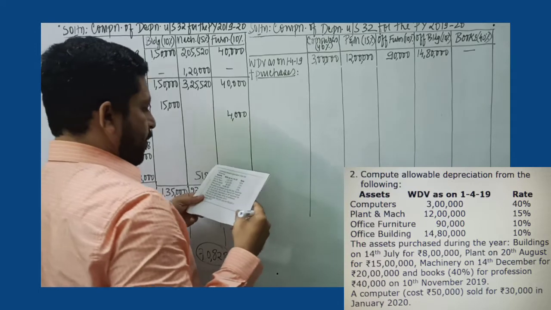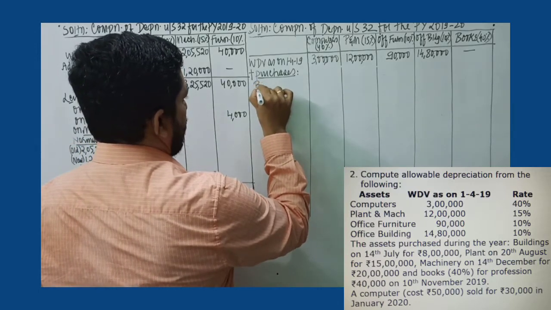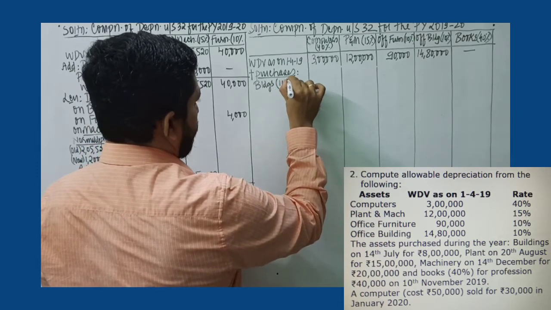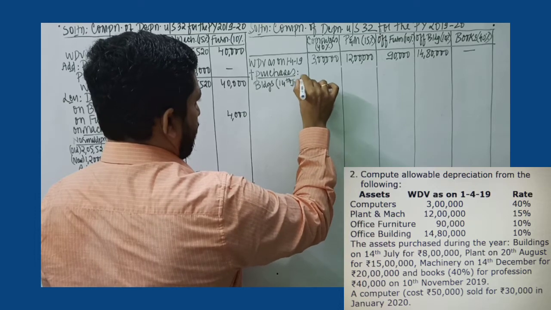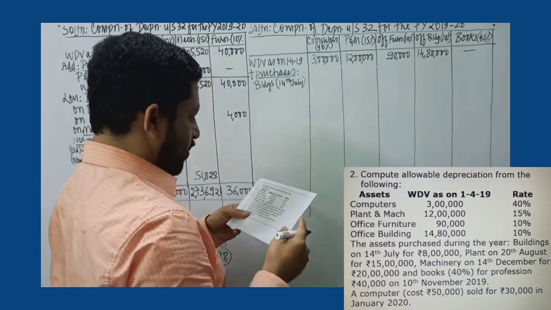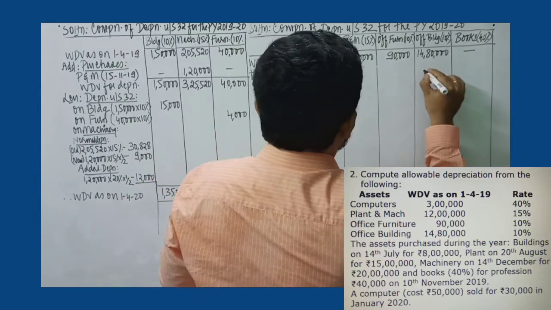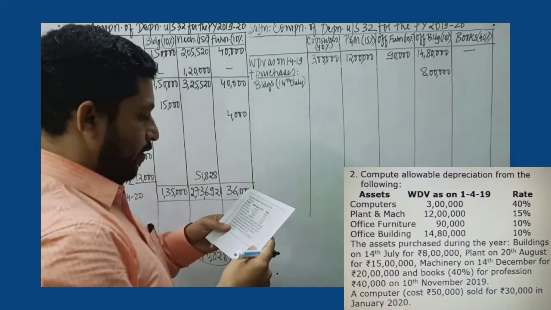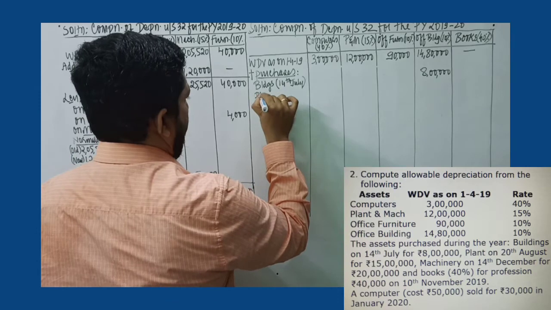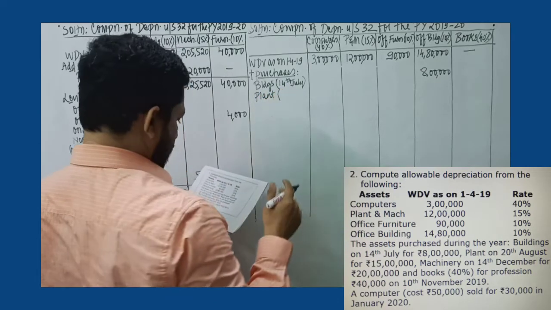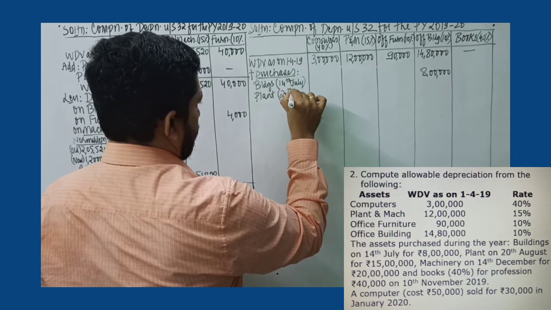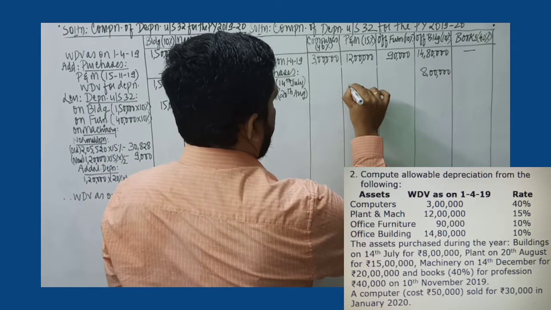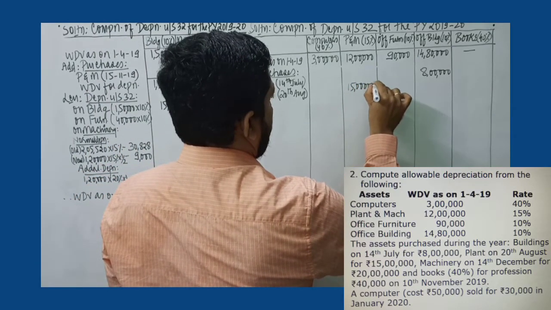What do we have? The asset purchased during the year, buildings is purchased. I record the date of purchase and putting to use. It is 14th of July. And the value of building purchased is 8 lakh rupees. So in the office building column, I record 8 lakh rupees. Then we have plant. Plant is purchased on 20th August. The amount is 15 lakh. So I record 15 lakh in the plant and machinery column.